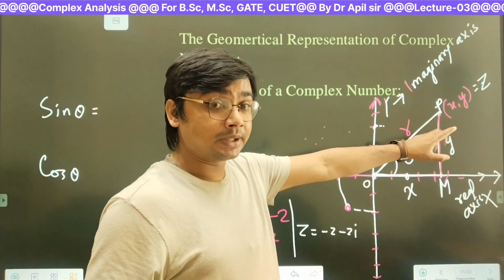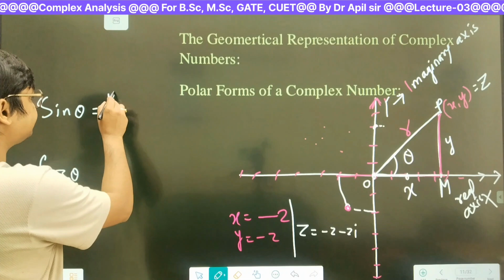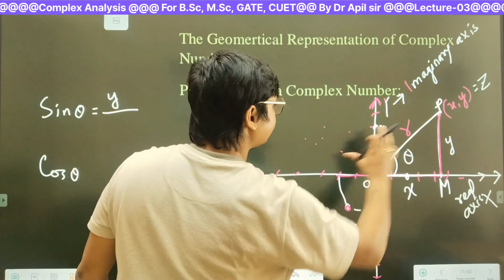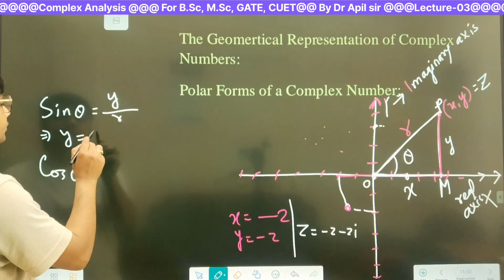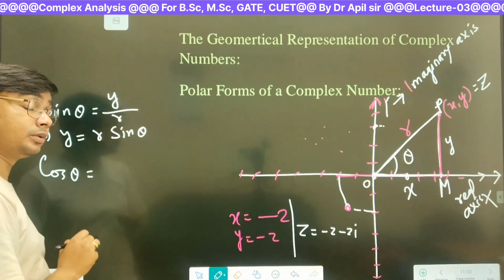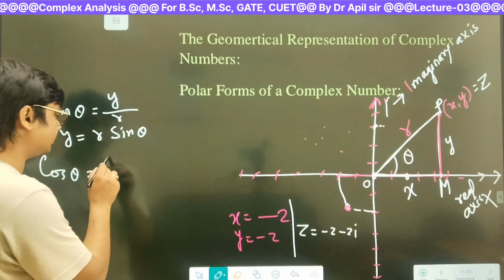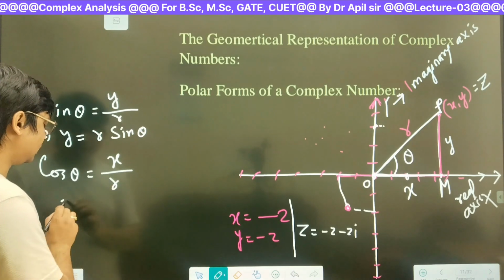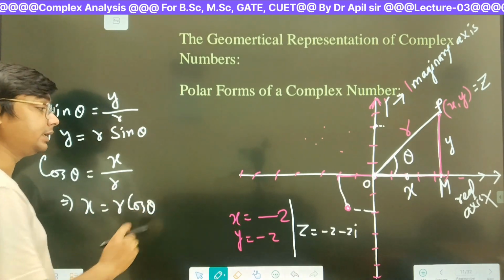What is the perpendicular here? This is perpendicular, so perpendicular is y. What is hypotenuse? Hypotenuse is r. So from here we will get y equal to r sine theta. And similarly, what will be cos theta? Cos theta is base by hypotenuse. That means this will be x upon r. So from here x will be r cos theta, right?